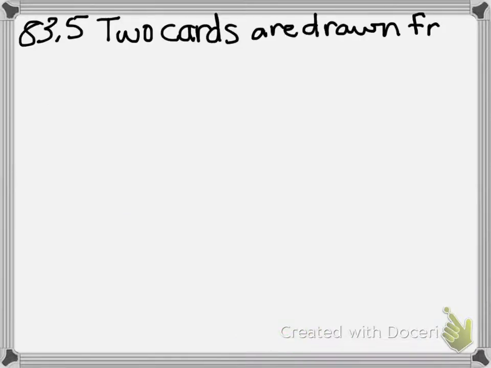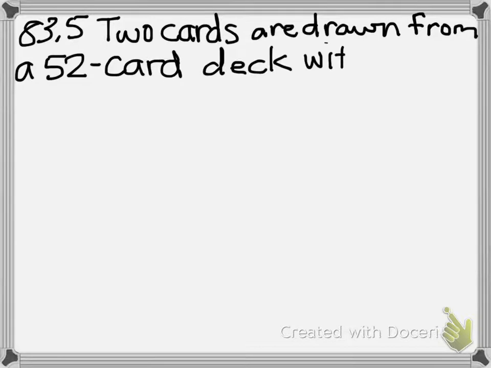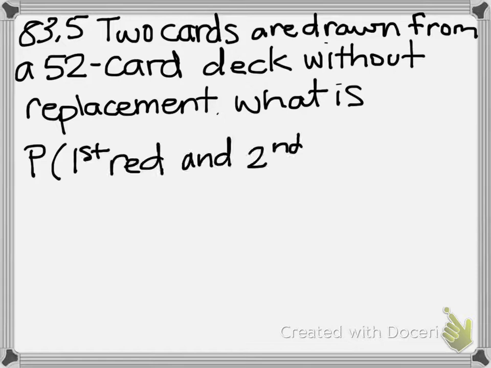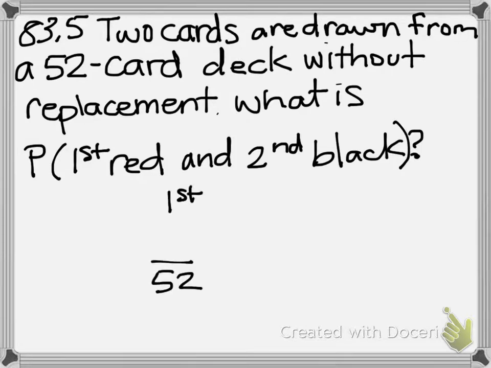Okay, 2 cards are drawn at random from a 52 card deck without replacement. What is the probability the first one is red and the second one is black? So there are 52 cards in the deck, so we know that the first one is going to be out of 52. And we have to think about how many are red and how many are black. Well, half of the cards are red, so 26 of them are red. Now, if you don't replace it, then there's going to be 51 left for the second time you draw.